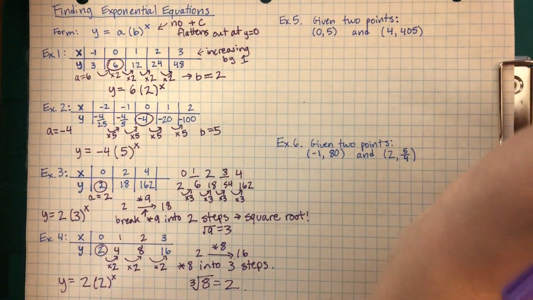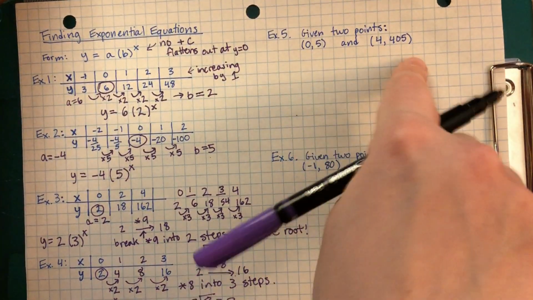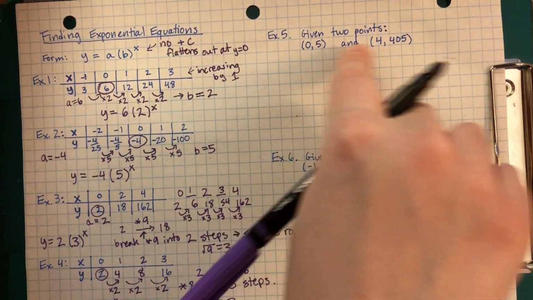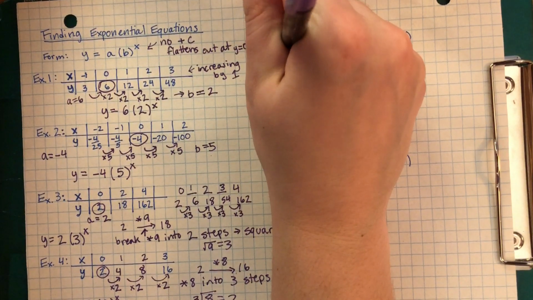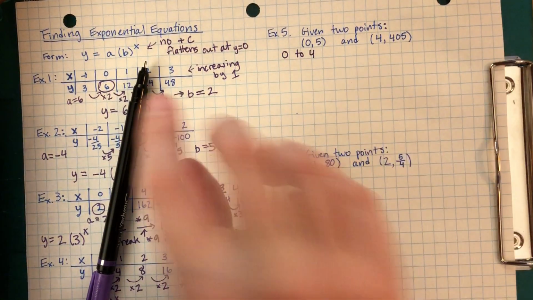So here's what we'll think about. How many steps are we taking to get from 0 to 4? 0 to 4, 0, 1, 2, 3, 4. 4 steps.